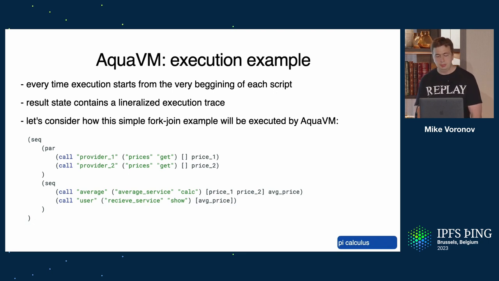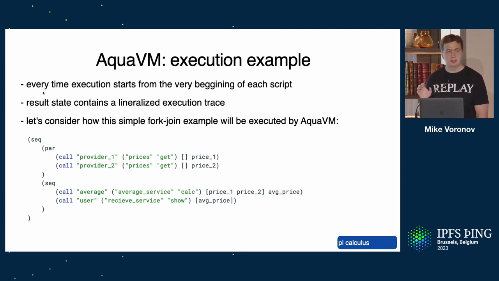Now let's consider a simple example of the fork join pattern and how AquaVM executes this. Let's say that we have this simple script. Now we'll go through the details instruction by instruction. But first of all, we need to say something more about how AquaVM works.